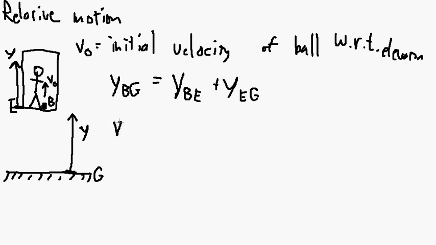And then we showed in the last one that the velocity of the ball with respect to the ground is the velocity of the ball with respect to the elevator plus the velocity of the elevator with respect to the ground. And we also showed that if the elevator is moving up at some constant velocity, then the apparent velocity of the ball with respect to the ground will be shifted upward compared to the velocity of the ball with respect to the elevator.